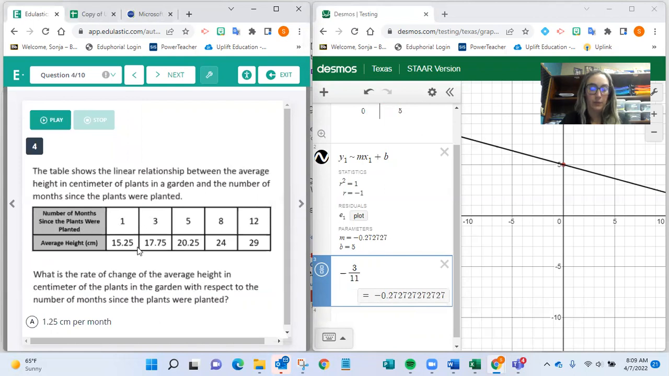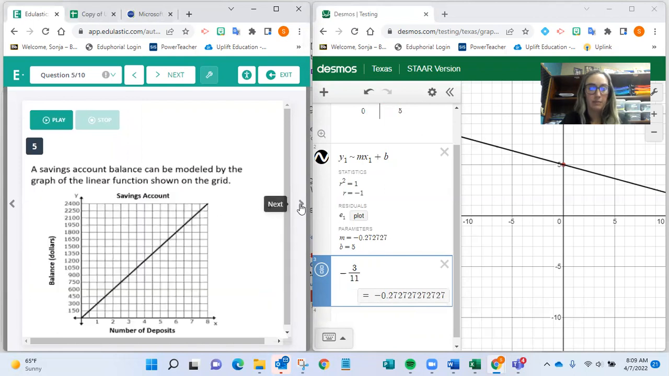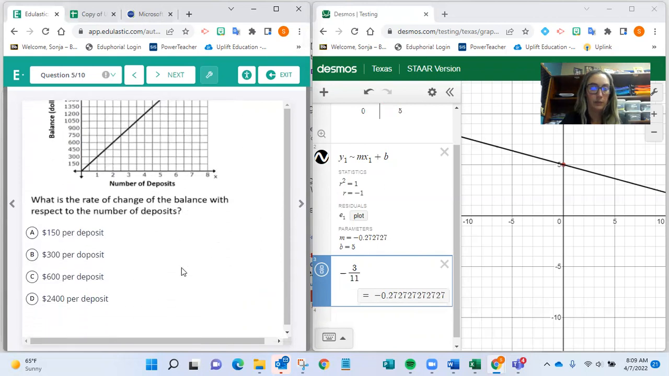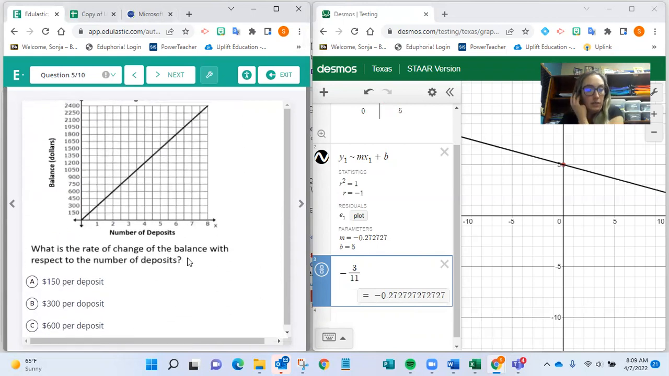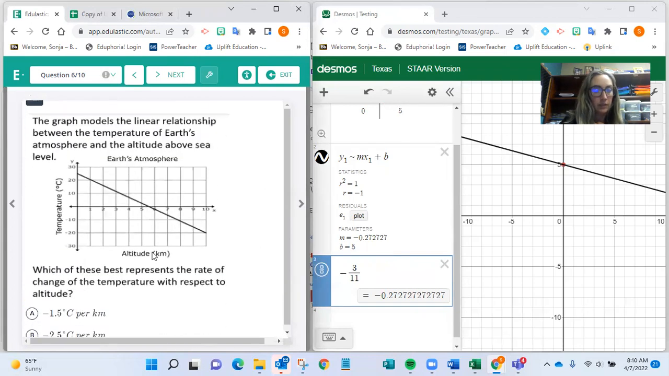Same with this one. I would put the values into my table. This is the last one I'm going to show on here. Well, this one really is very easy. For every one deposit, so per deposit, it's $300. One deposit, $300. It's just a proportional graph, so 2 deposits, 600. It's definitely just 300 per deposit, so I don't even want to show that one.